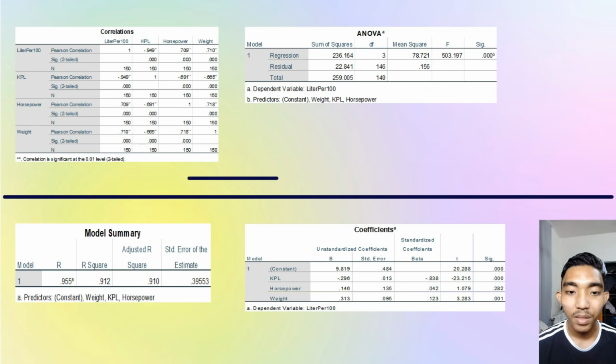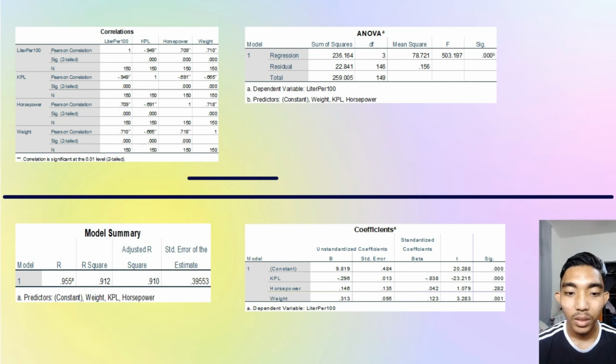ANOVA. The p-value from the ANOVA table is 0.00, which is less than 0.001. Therefore, at least one of the three variables, which are KPL, horsepower and weight, can be used to model liter per 100.